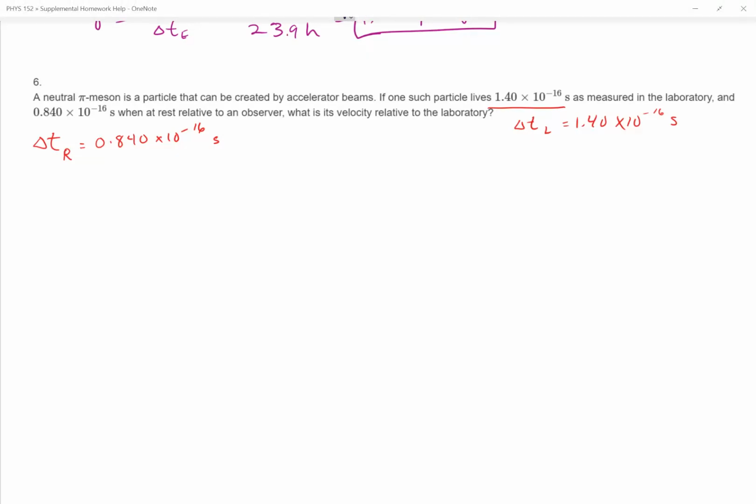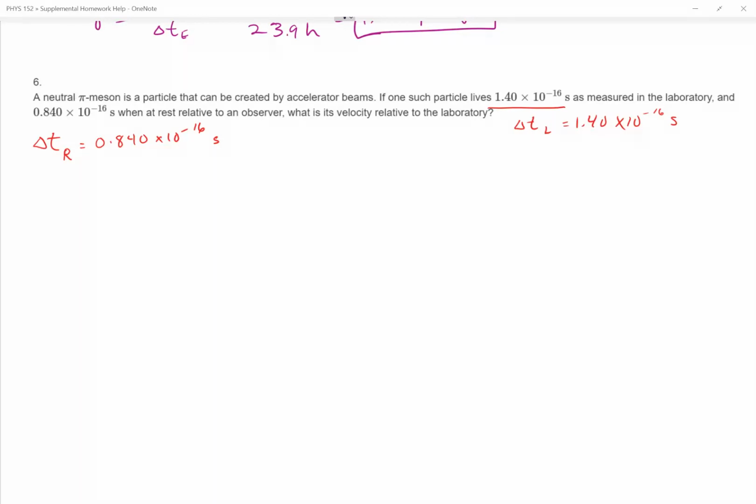Relative to the laboratory, we have one particle that is measured in the laboratory, and then we have another one that's at rest relative to the observer. So when the observer is at rest relative to the pi meson, they measure 0.84 times 10 to the minus 16 seconds, where a person in the laboratory measuring another one measures this for its lifetime. So they're both being measured actually in the laboratory. But this one here is at rest and this one is apparently not.